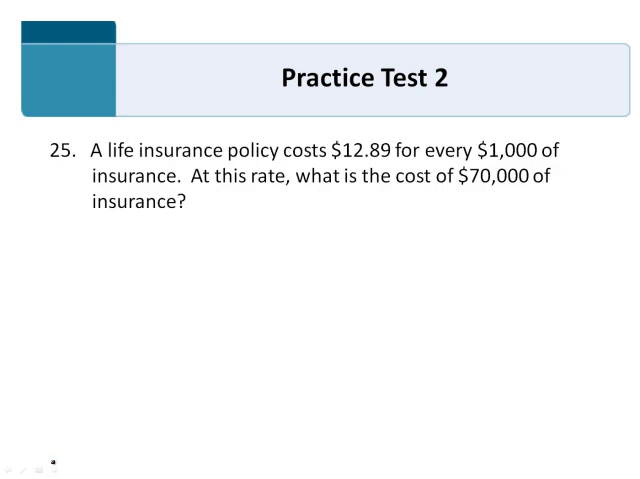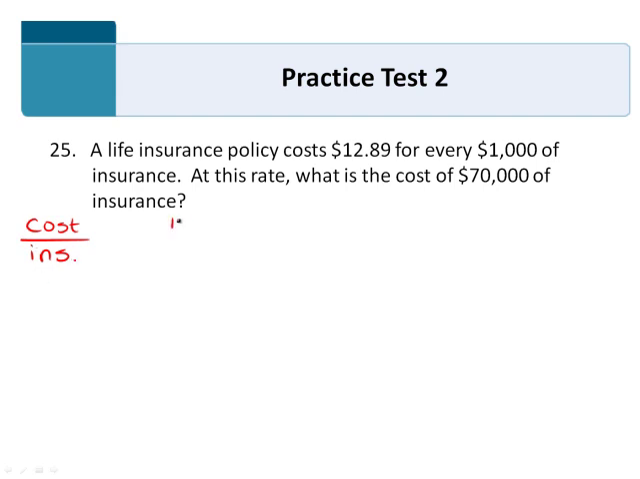This should be the last one. So there's only one word problem on the whole test. You can relax, okay? A life insurance policy costs $12.89 for every $1,000 of insurance. At this rate, what is the cost of $70,000 of insurance? Okay, so let's do the cost over the insurance. Okay, that's basically what you're looking at there.